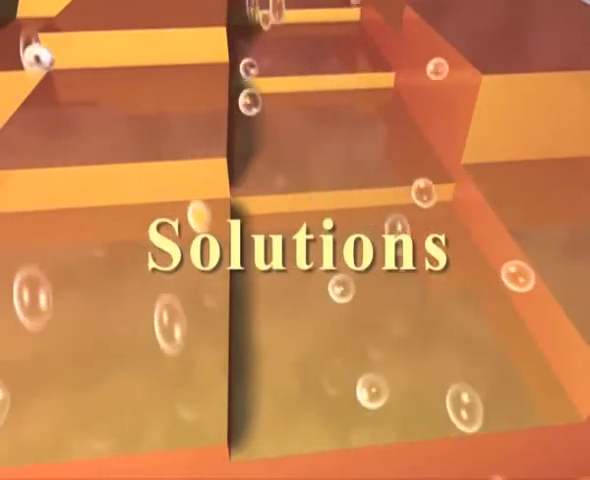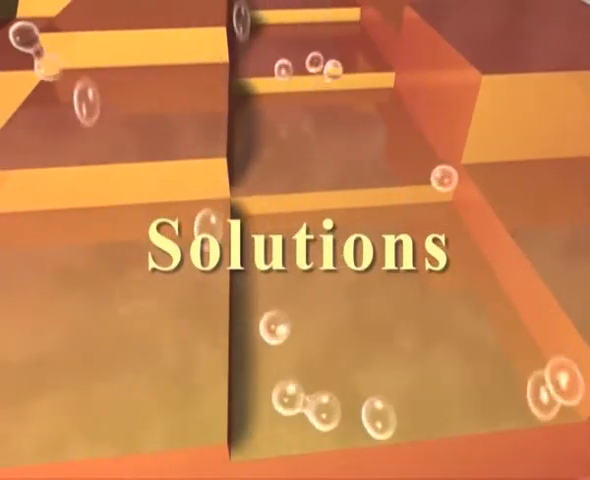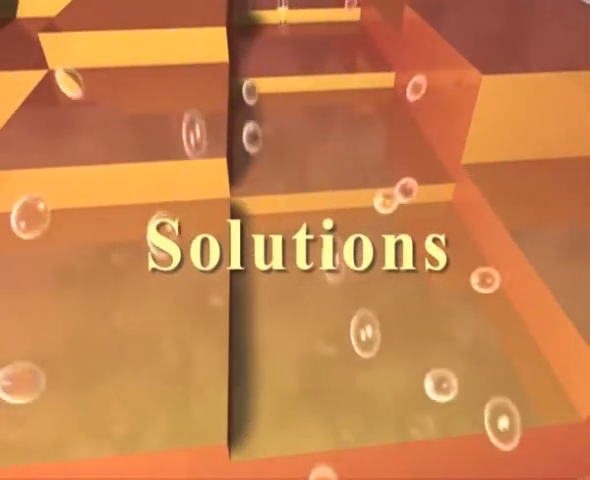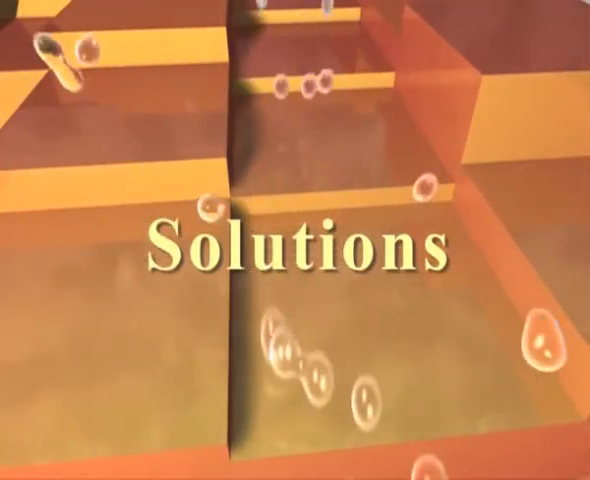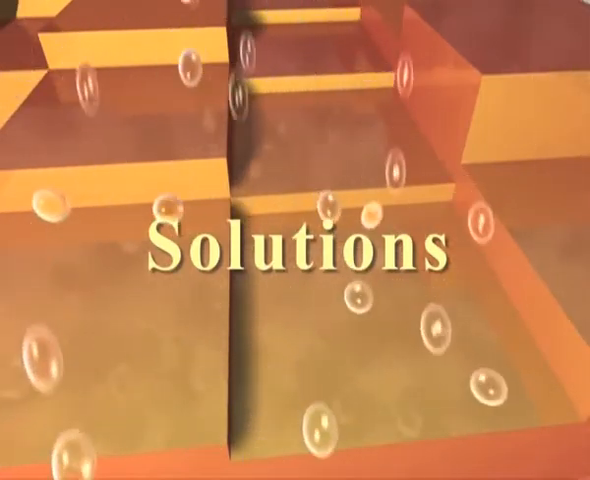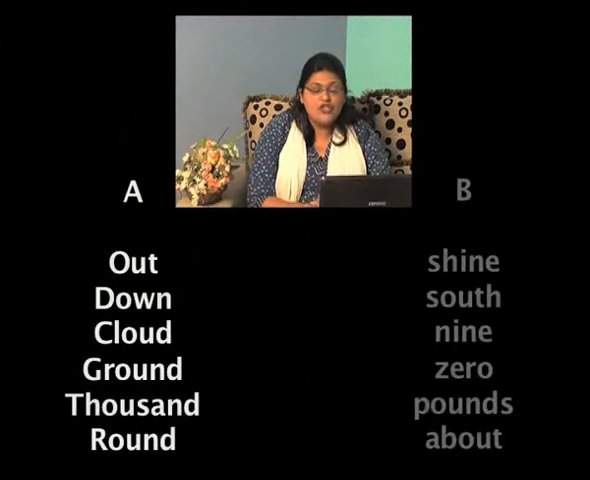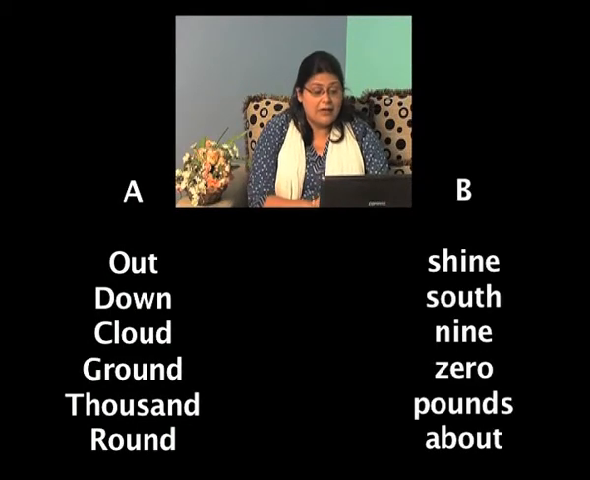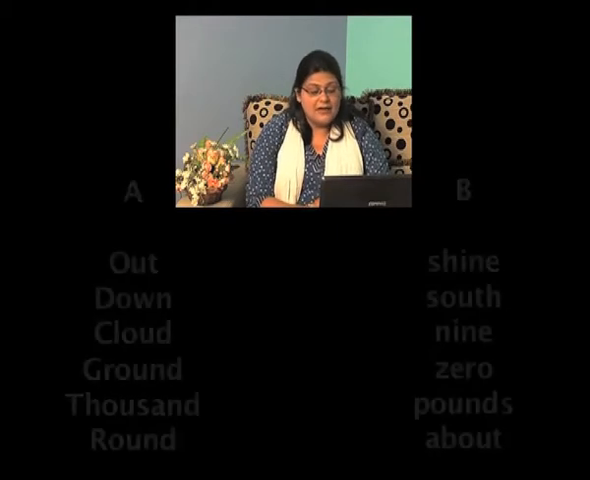Let's look at the solutions. Outshine, to do better than somebody. Down south, cloud nine, ground zero, 1,000 pounds, and roundabout. So that was a very interesting activity. And now let's move on to sentences with the ow sound.